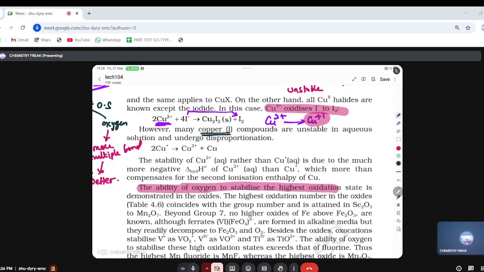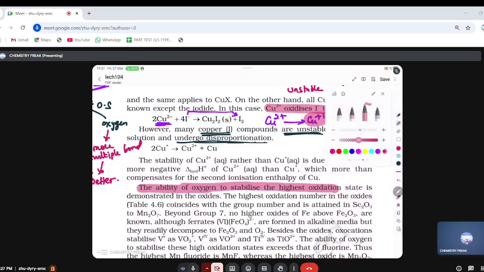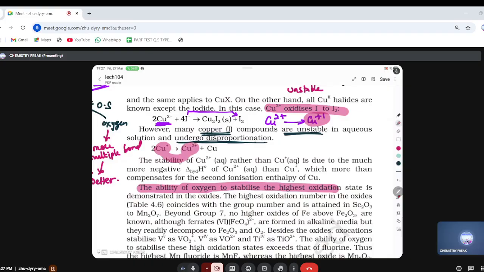Copper plus 1 compounds are also unstable. Where? In aqueous solution. In solid state, they are stable. In aqueous solution, they are unstable. What will they do? They will undergo disproportionation. That means it will go to a higher charge and also a lower charge. So copper plus will go to a charge higher than itself, and also to the metallic state, which is lower. Okay? Alright, next question.